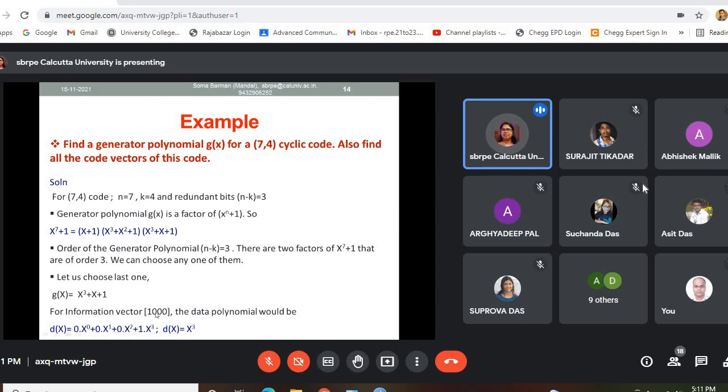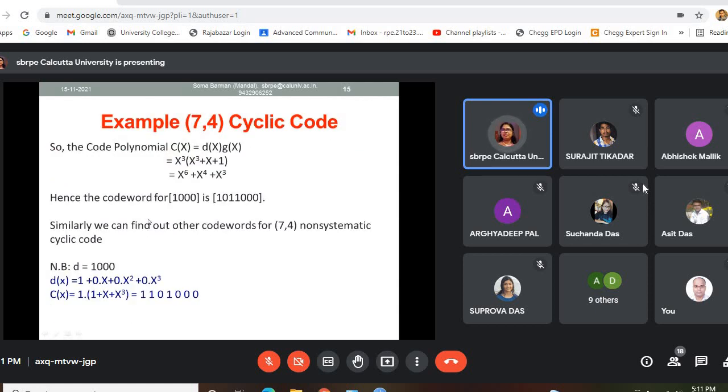And if we write it the other way, with this as the LSB, it will be only 1, because 1 into x to the power 0 and the rest of the coefficients are 0. So for that case d(x) will be 1. You can use this way, but then the same convention has to be used for g(x) also.